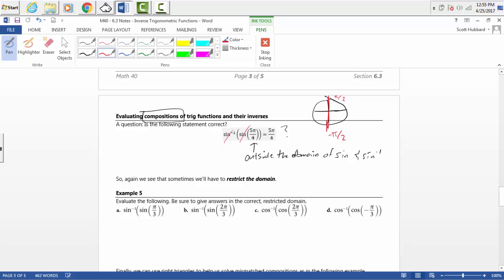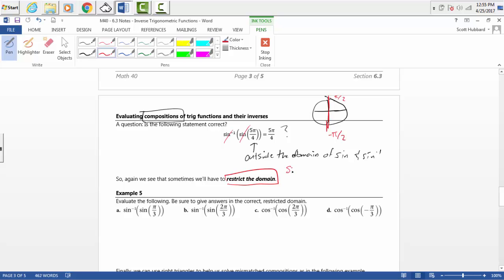So you just got to be careful. This 5 pi over 4 had to go past this restriction, this wall. So that's outside the domain. So I can't even take a sine inverse of that because it's not going to be allowed, because I had to jump this bound. So you just got to be careful, okay? Because remember, we're restricting the domain.